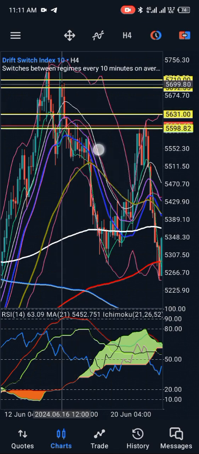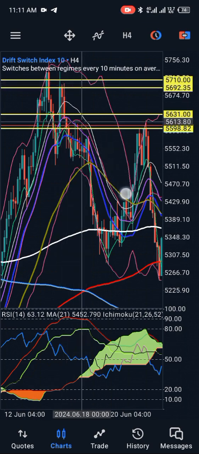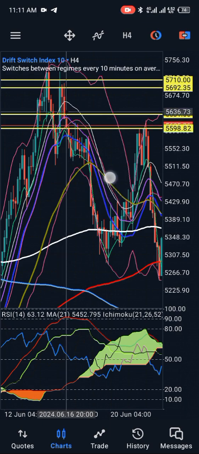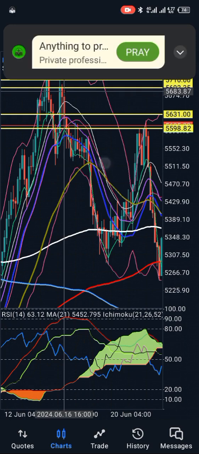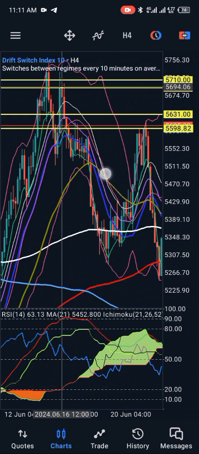Okay, look at this zone here. You see this zone, the second zone, 5694. I prefer this zone to this zone. I prefer the 5694 zone to the 5598 zone. So you see here on 16th of June how the market reacted here.